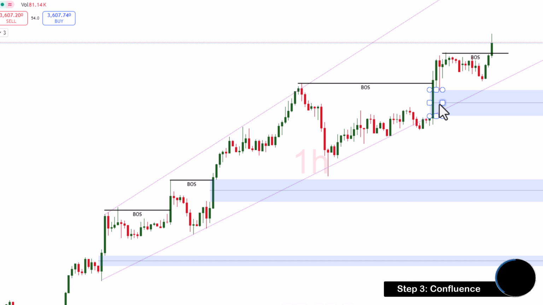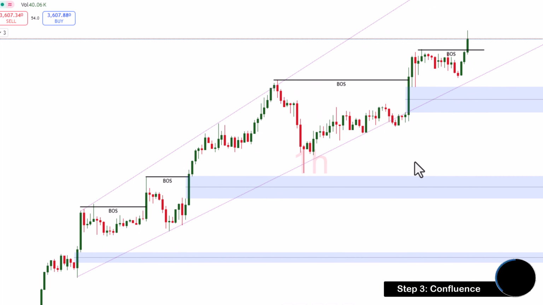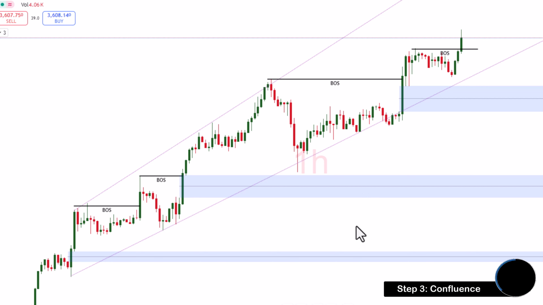Don't even worry yourself to execute your trade. Even if you are going to execute on this, for instance, if price comes back to this zone, I might just go ahead and execute my trade, because I know this is a very good zone for price to come back to.